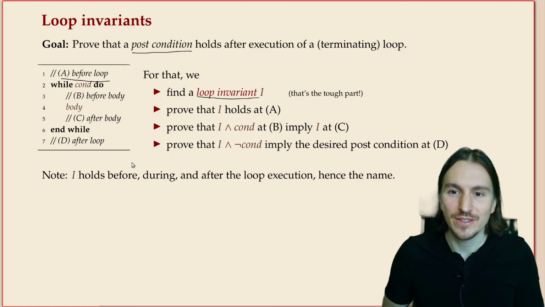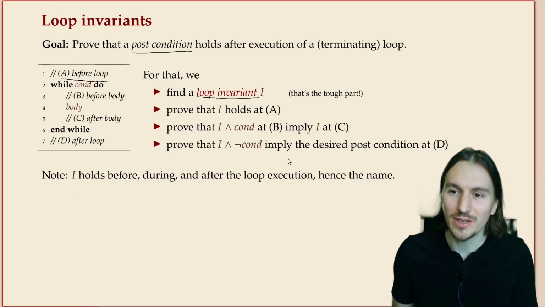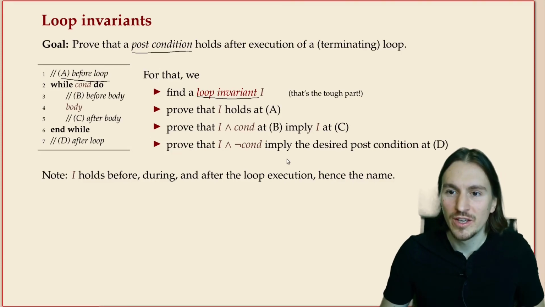I realize this is fairly abstract, and it might be a bit detached from your experience, but once we go through the concrete example, I think it will become much clearer. And again, it's just a recipe for how you can structure these proofs. The creative and tough part is still to find the correct loop invariant.